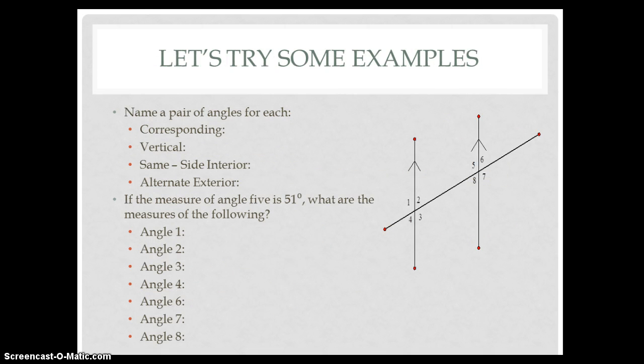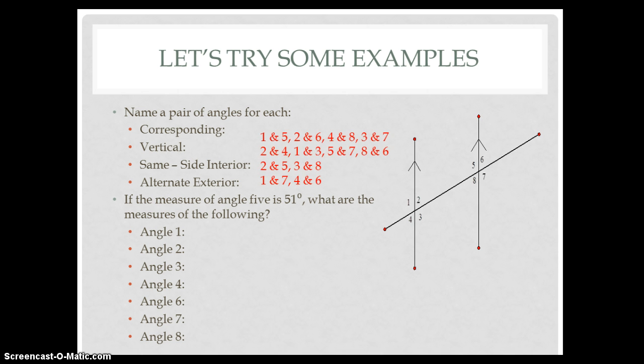So I want you to try some examples. Pause the video and see if you can name a pair of each of the following: corresponding, vertical, same side interior, and alternate exterior. And then, if the measure of angle 5 is 51, what are the measures of the following angles? And I want you to try and figure those out. So pause the video and take a second. Welcome back. Let's see how we did.